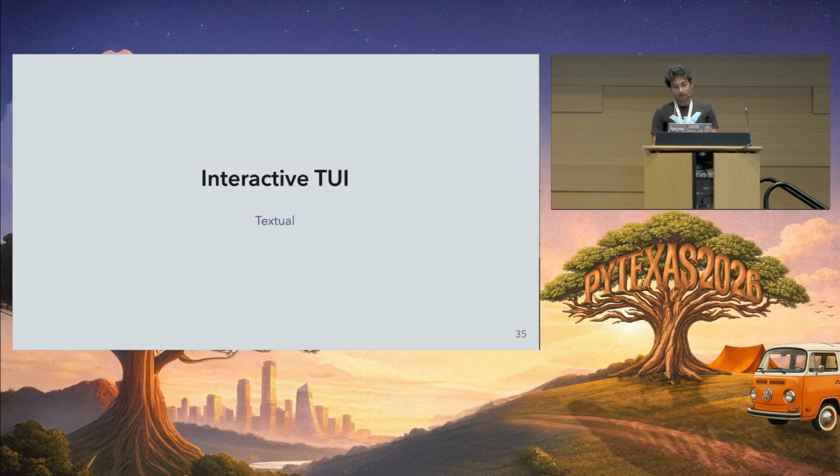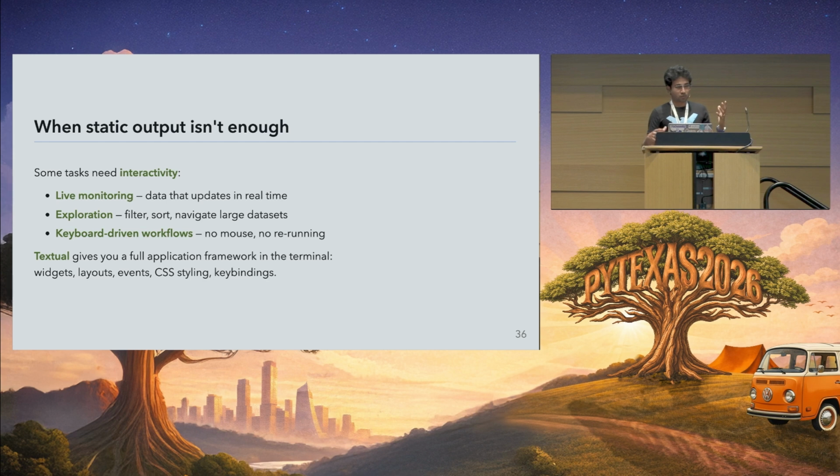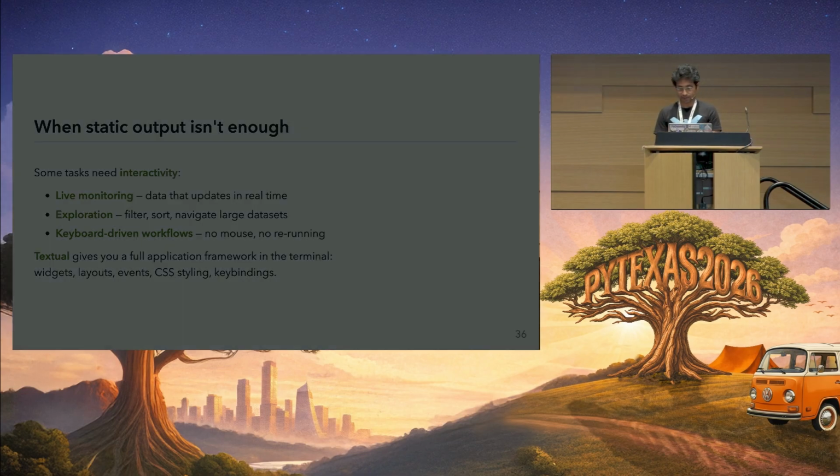So now we're going to talk about Textual, and this is where things get a little bit tricky, where you have something interactive. When static output is not really something that you can work with, and you need some kind of interactivity. Examples would be live monitoring, exploration, or keyboard-driven workflows as well. So Textual allows us to actually do that. So let's look at that.